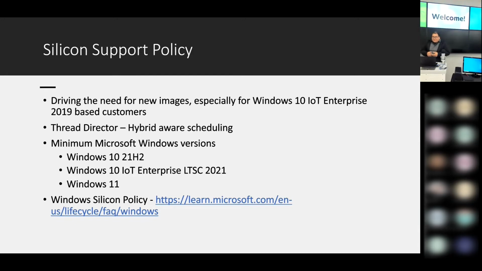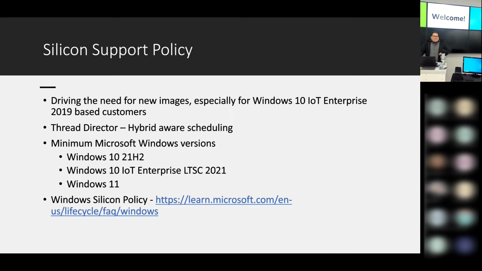So the feature we're talking about is called Thread Director. That's the hybrid aware scheduling that was jointly developed with Intel and Microsoft. And there are minimum Microsoft Windows versions for that. So if your environment is running 1809 or some of the older versions, you would not have this feature available. And even though it might run, it may not be running as fast as it can in the most efficient way it could. So when you're looking at your environment, you want to make sure you have images, if they're Windows 10, 21H2 or newer.